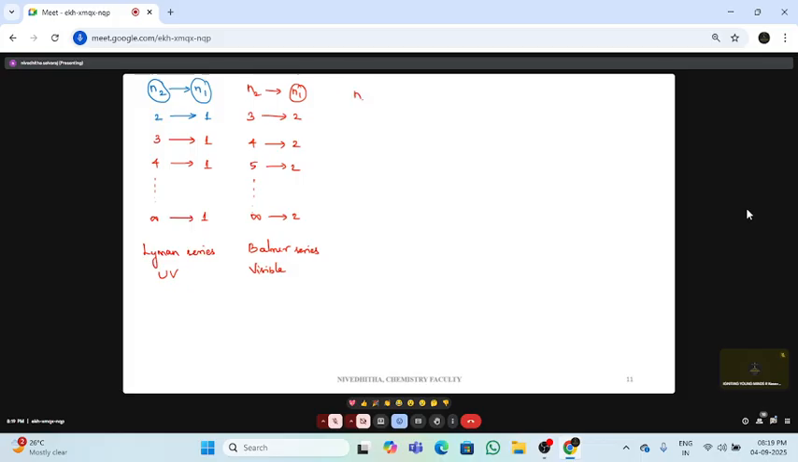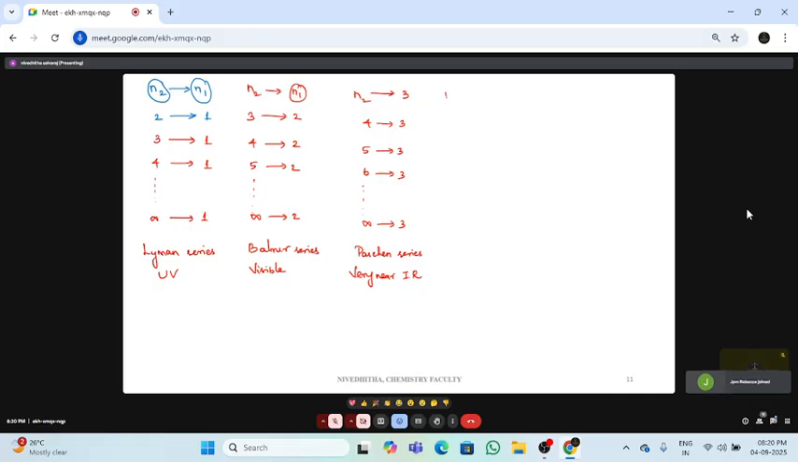The next series is where the electron is coming from an excited state to the third energy level. So the transitions will be fourth to third energy level, fifth to third, sixth to third, or infinity to third energy level. And what kind of series is this? Paschen series. And here the electron will be releasing infrared radiation. More specifically, it is called very near IR.